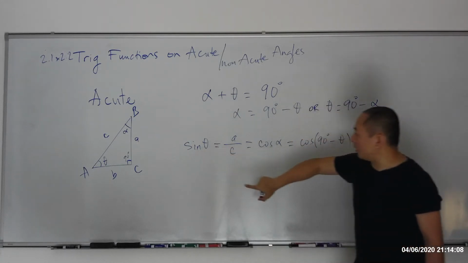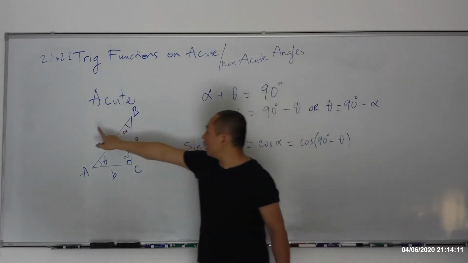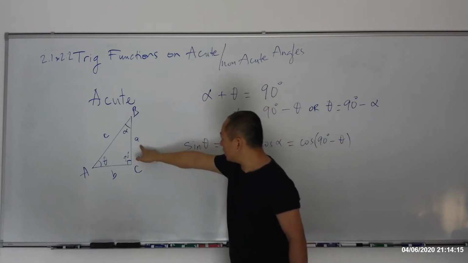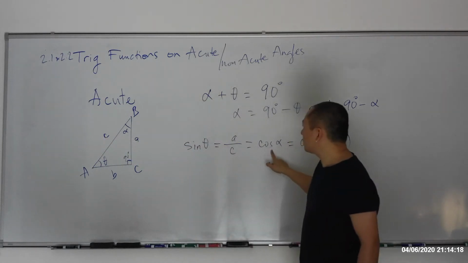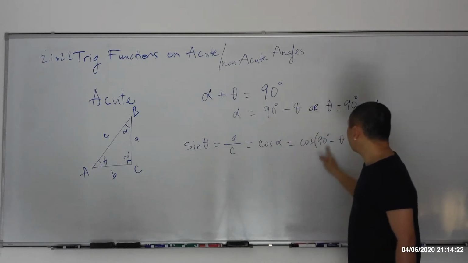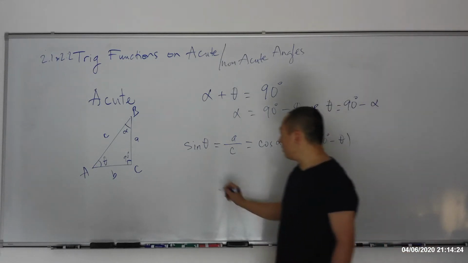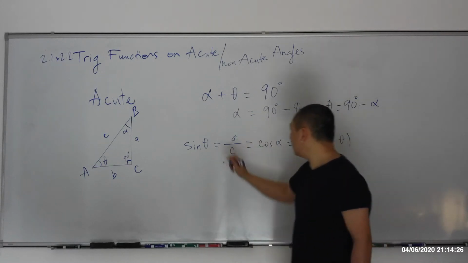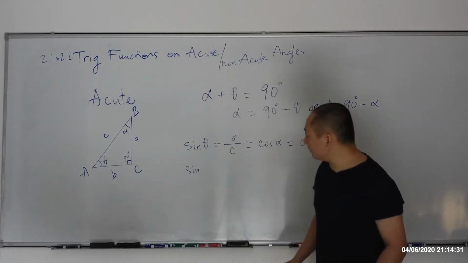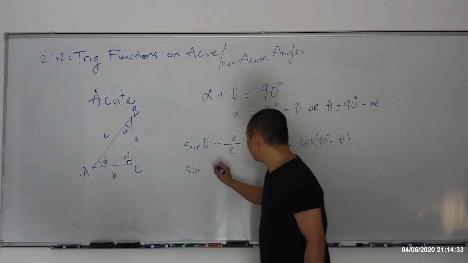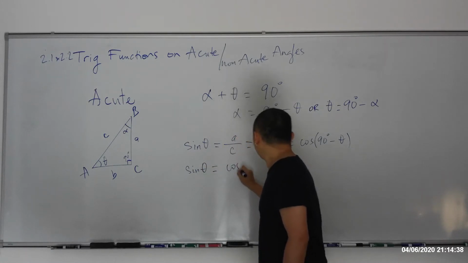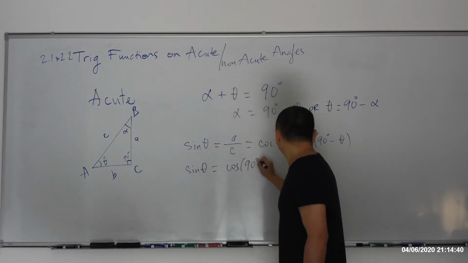Okay, sine of theta is opposite over hypotenuse, a over c. But when we look at the angle B, it becomes adjacent over hypotenuse, which is cosine of alpha. And we know that alpha is 90 degrees minus theta. So we have our first formula showing the relationship between sine and cosine of the complementary angles. Sine theta is equal to cosine of 90 degrees minus theta.